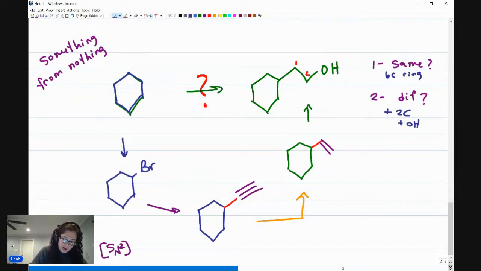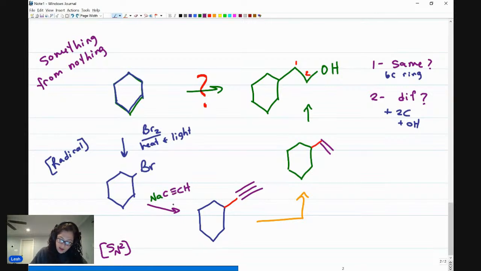To get that bromine on there, I'm going to use Br2 in heat and light. Heat or light, either one will work. This will give me the radical halogenation. This is a radical reaction. We already mentioned that this right here is an SN2. Specifically, what I'm going to use is a deprotonated alkyne, in this case, the acetylide anion. I'm using Na as a counter. This will be my SN2 attack, like this, kick out the bromine.